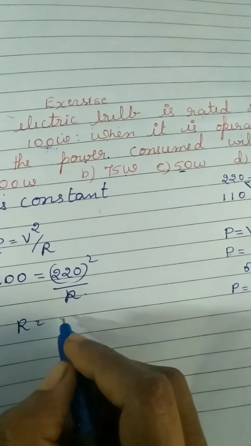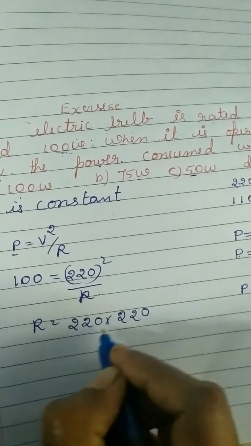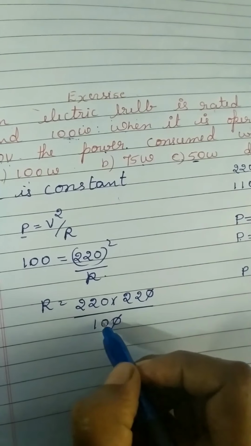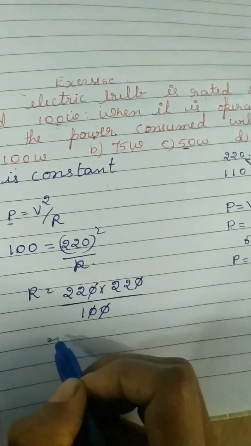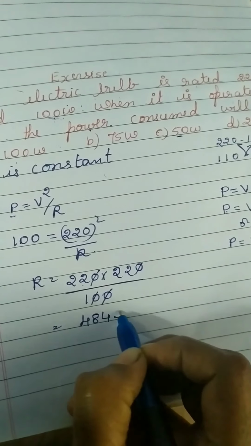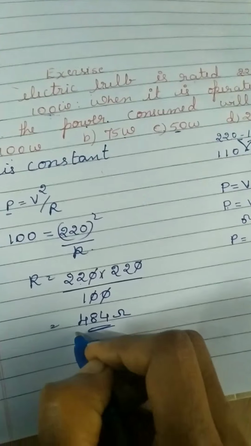Now, R becomes what? 100 goes to the denominator. So, 220 into 220 divided by 100. This 0 and this 0 get cancelled, and this also gets cancelled. So, 22 into 22 is 484 ohm. Now, we got the value of R.